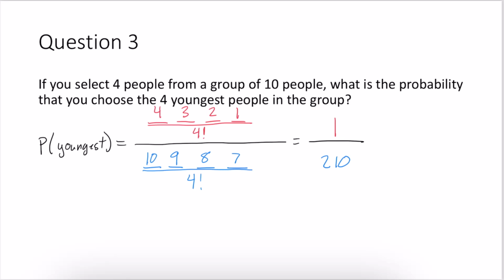And so to find the probability, you just do 1 divided by 210. And that tells us that the probability of choosing the 4 youngest people in the group is 0.00476. So it's less than 1% likely that you would choose the 4 youngest people in the group. So that's how you would do question 3.